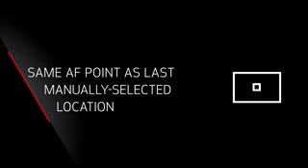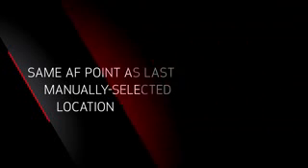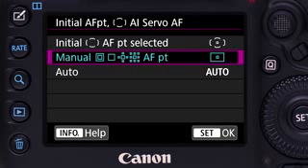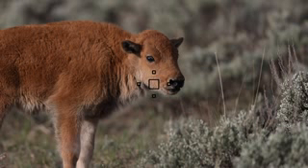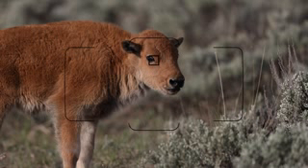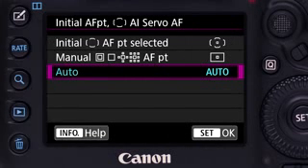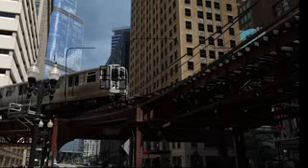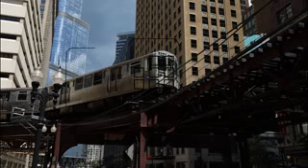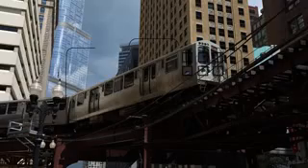Manual with icons AF point. The camera will begin using the same AF point as the last manually selected location prior to switching over to automatic AF point selection. You're free to move it anywhere else within the 61-point array. Auto. All 61 points are active. The camera will begin focusing on the nearest subject with prominent detail.